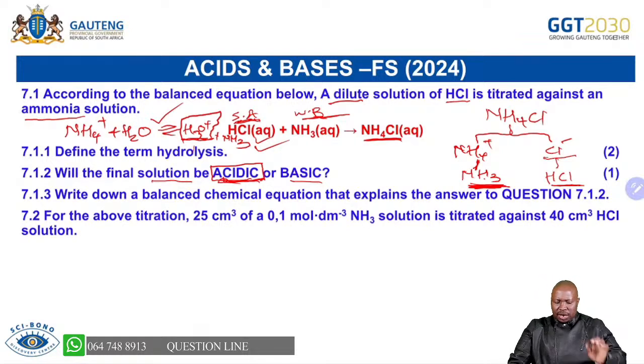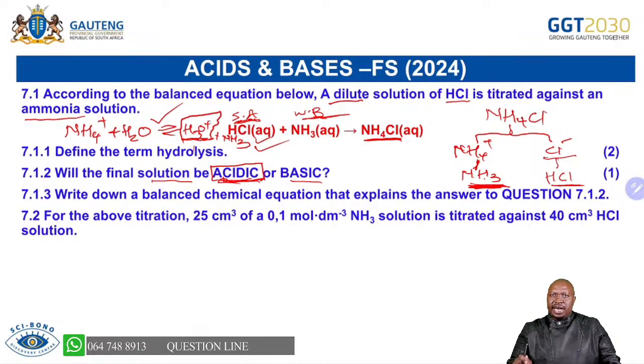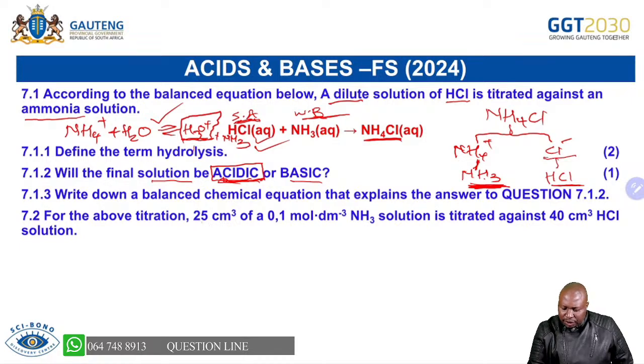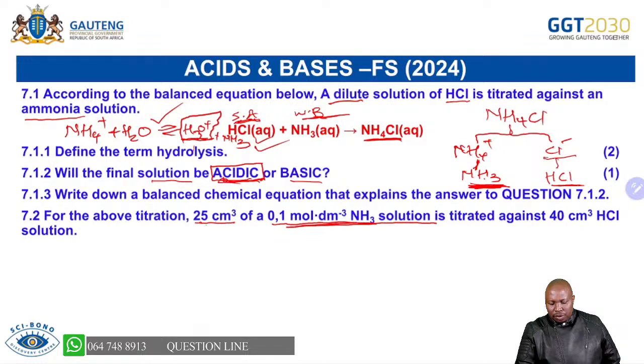And our focus today, we want you to be able to collect these marks, more especially the ones that are based on calculations. Because with the theory, most of the time you are able to define, you know what is hydrolysis, what is an acid, what is a base. But when it comes to stoichiometric calculations, we are saying spend more time doing these types of questions. Now, this one says, for the above titration, 25 cubic centimeter of 0.1 mole per cubic decimeter, that is the concentration. So you are given the volume of this base, you are given the concentration of this base.